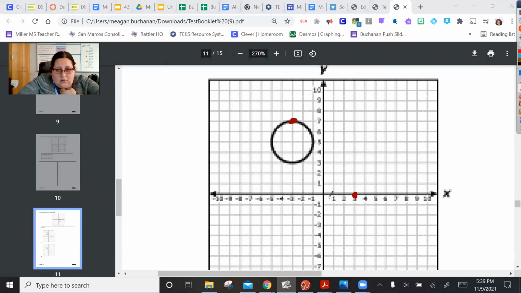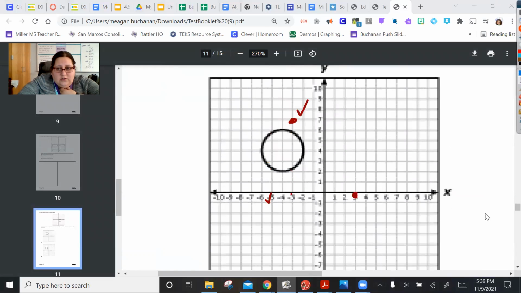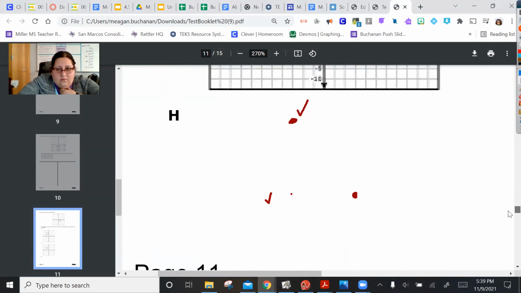So 1, 2, 3, 4, 5, 6. That left checks out. Now we've got to go 7 units up, 0 to 7. It's that one. If you're not sure, let's go and do another one. The position should stay the same.